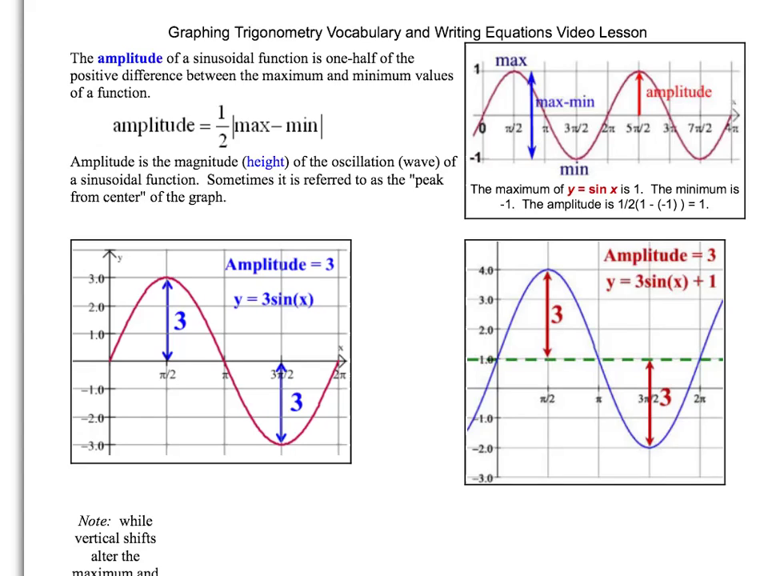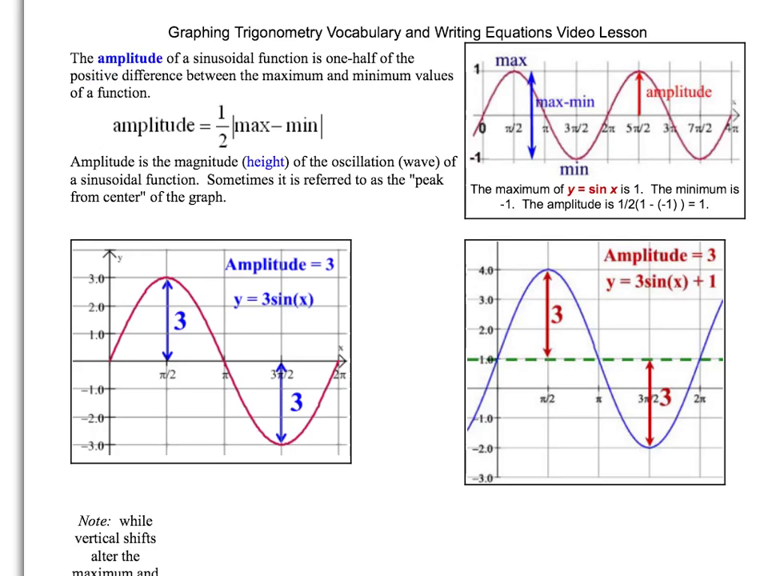Today I'm going to introduce you to some vocabulary we use in order to graph trig functions, and I'm also going to introduce how to write equations when you look at a trig graph. So the first vocab word we have is the amplitude. What the amplitude is, it's how high and low the function goes.